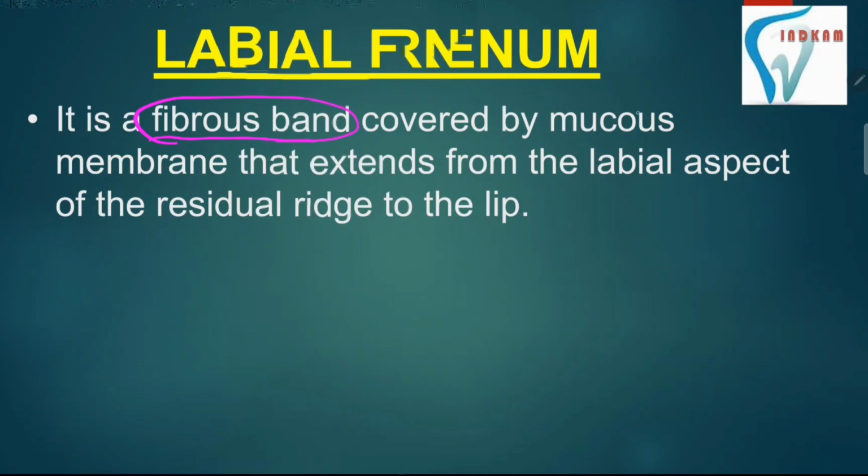Hamular notch. What is hamular notch? Hamular notch is a depression situated between the maxillary tuberosity and hamulus of the medial pterygoid plate. See, if this is a maxillary denture, this is a ridge ending, this is the hamular notch area.